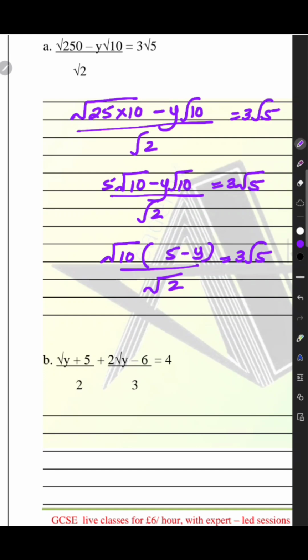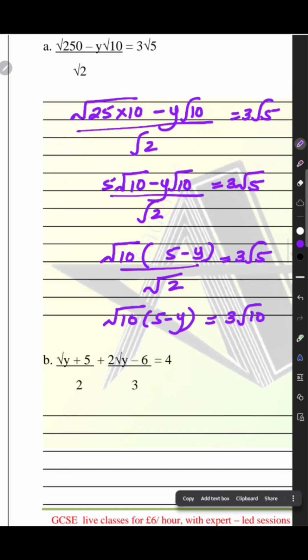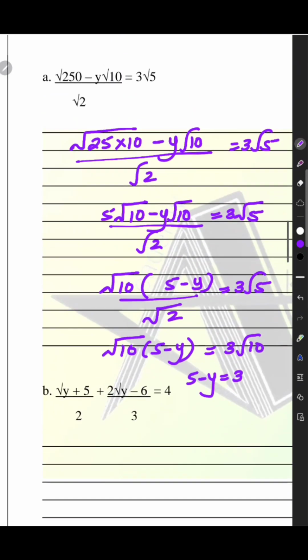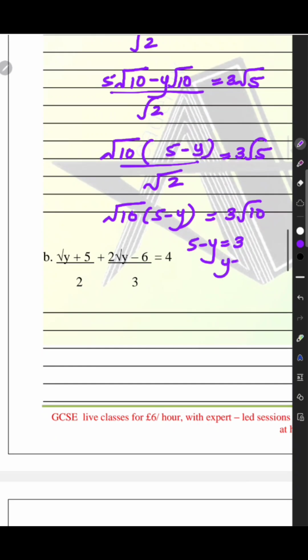It will be root 10 times 5 minus y over root 2 is equal to 3 root 5. What I can do, it's a basic thing, what we always do in algebra, multiply both the sides by root 2. Either you can just cross multiply or multiply the denominator to both the sides, which will give me root 10 times 5 minus y is equal to 3 root 5 times root 2, which gives me 3 root 10. I can clearly divide both the sides by root 10, which will give me 5 minus y is equal to 3, and from here y is equal to 5 minus 3, that is 2. So the final answer is 2. Similarly, we have to find the value of y in part B as well.